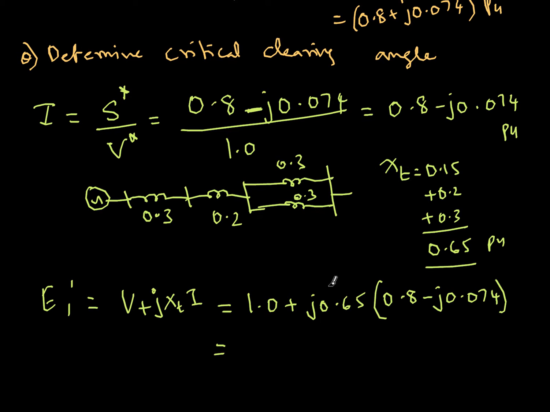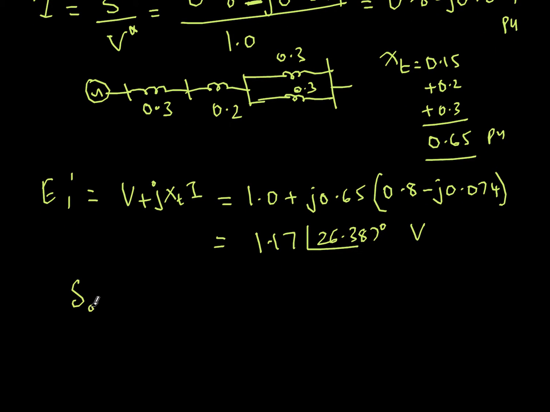This value turns out to be 1.17 at an angle of 26.387 degrees volts, after converting into polar. So the magnitude of E1 is 1.17, and the angle of E1 is 26.38. That means delta naught is 26.38 degrees. You can approximate it to 26.4 degrees, and E magnitude is this.